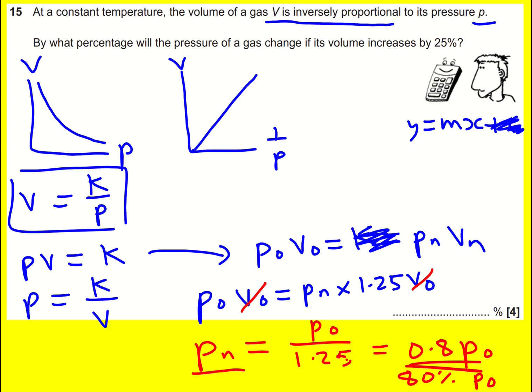And so what percentage has it changed by? Well, if it's 80%, then there's a 20% decrease. It's only asked us for the change. There's a 20% change.